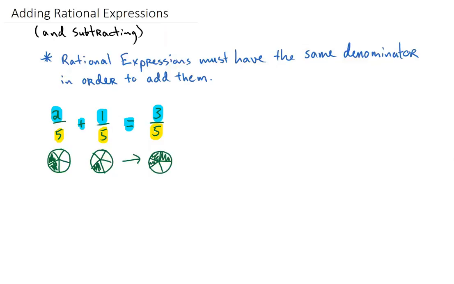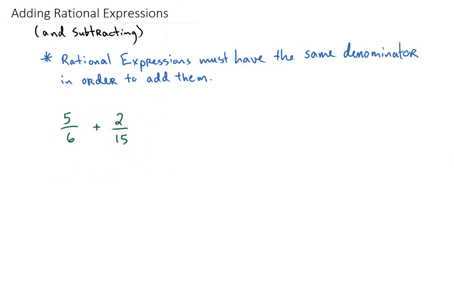Now let's look at what this means when our denominators are not the same. Let's say we have 5/6 plus 2/15. Now this is saying I have 5 pieces from something originally cut into 6. And I have 2 pieces from something originally cut into 15. So if I combine those into the same pot, I would have 7 pieces, but they're of varying sizes. And so to say I have 7 pieces really doesn't have a lot of meaning attached to it.